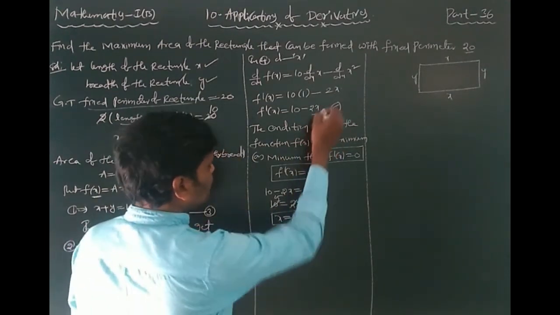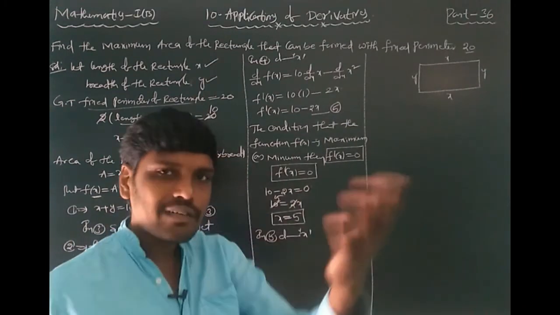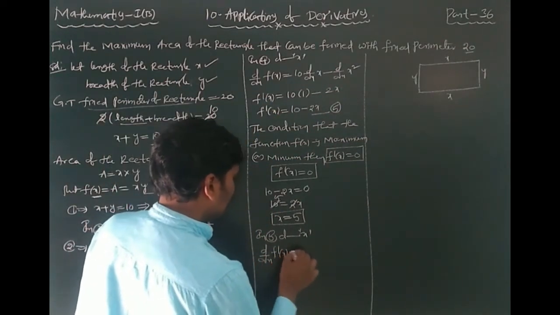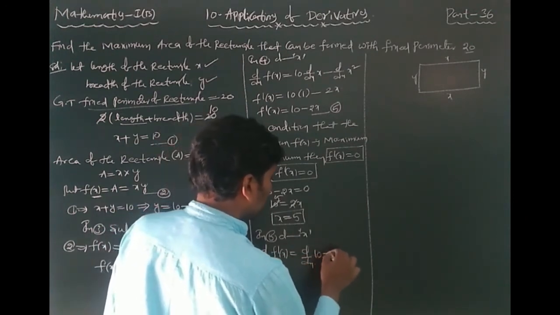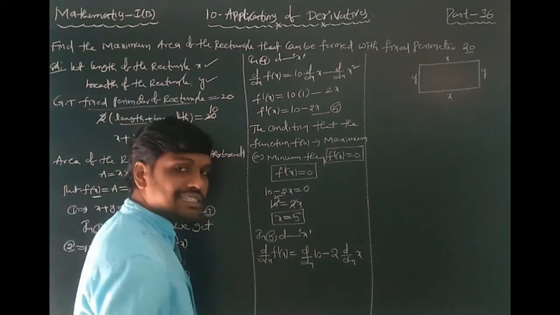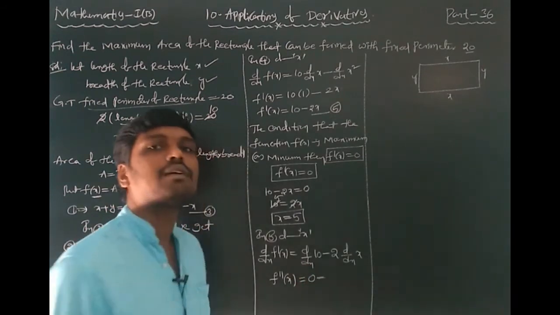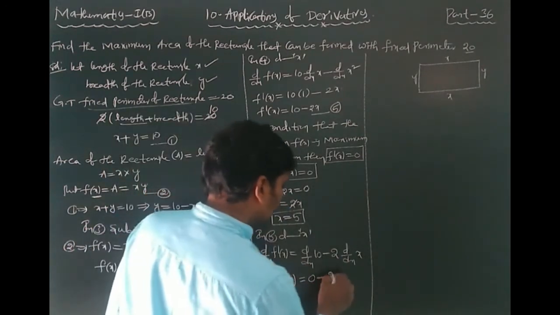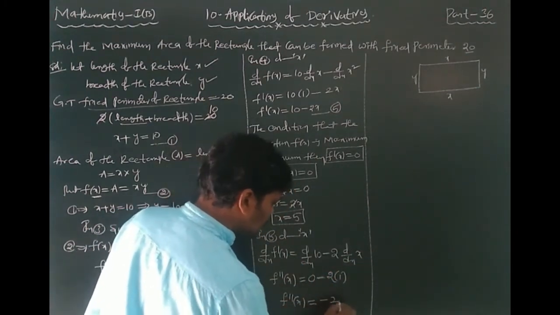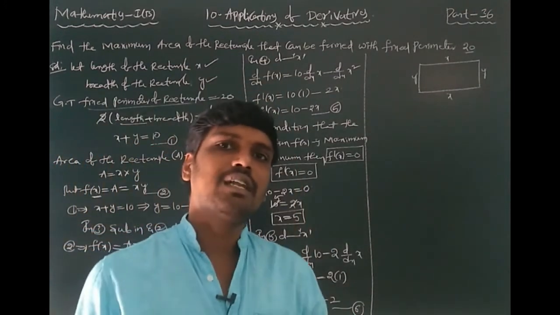After that, in equation 5, take the derivative once again with respect to x. The derivative of f dash x is f double dash x, equal to the derivative of 10 minus 2 times the derivative of x. The derivative of the constant 10 is 0, minus 2 times the derivative of x, which is 1. So f double dash x equals minus 2. This is equation number 6.